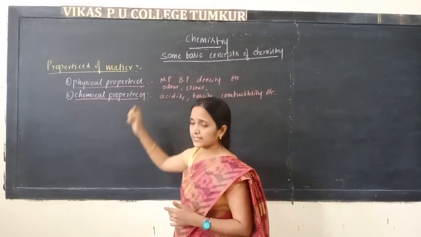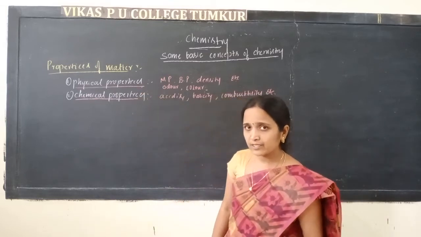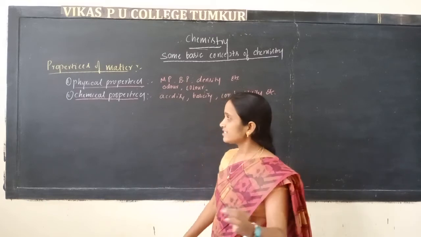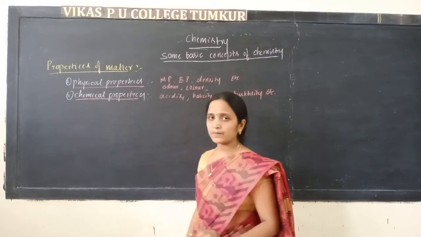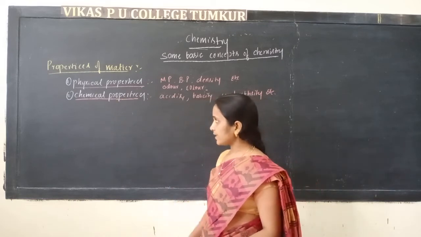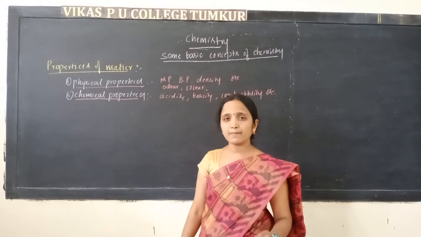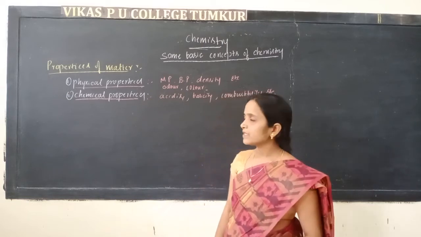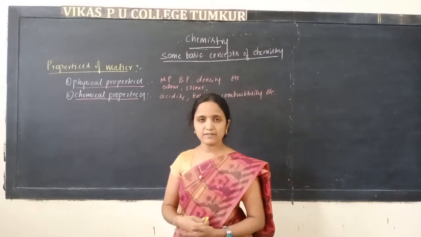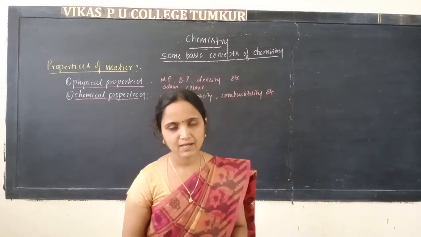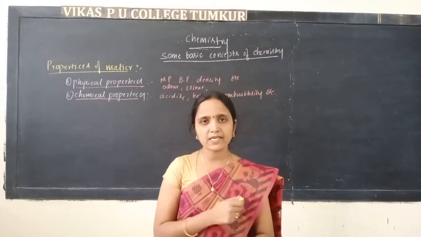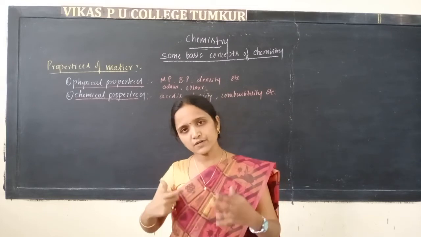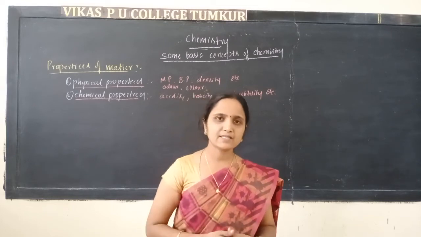But while observing or measuring physical properties, the substance retains its identity. While observing chemical properties, it does not retain its original identity. Suppose acidity or basicity. If you are given some vinegar, how do we know whether it is acidic or basic? By dipping litmus paper. Blue litmus turns red. At that time it is acidic in nature.